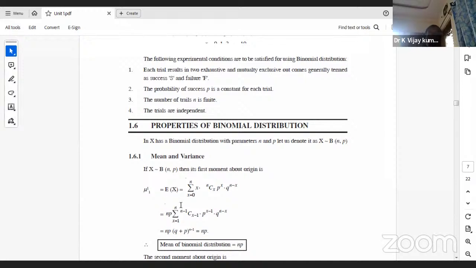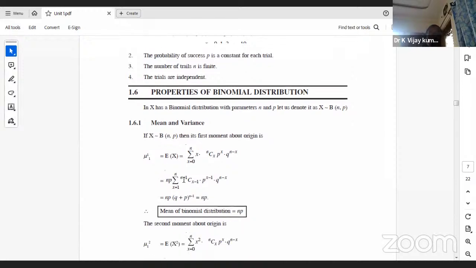Mean and variance of X distributed as b(n, p). The first moment about origin is the mean, x bar equals np. The first moment about origin, mu 1 dash, is equal to E of x, the summation of x nCx p power x and q power n minus x. Here np is taken as constant.